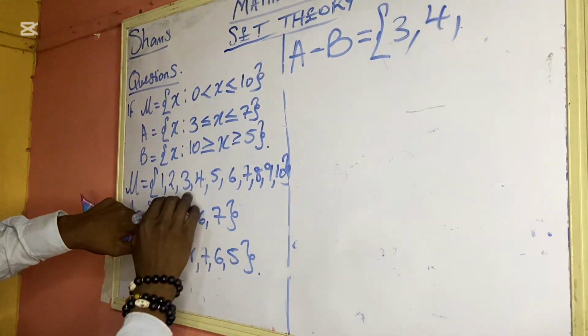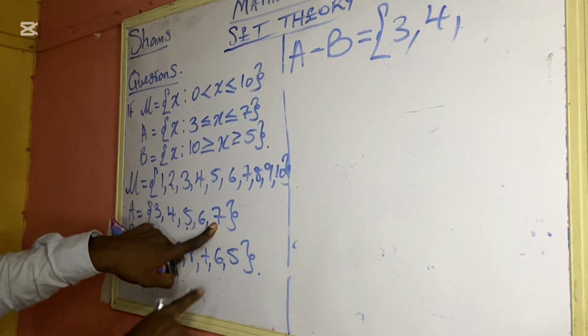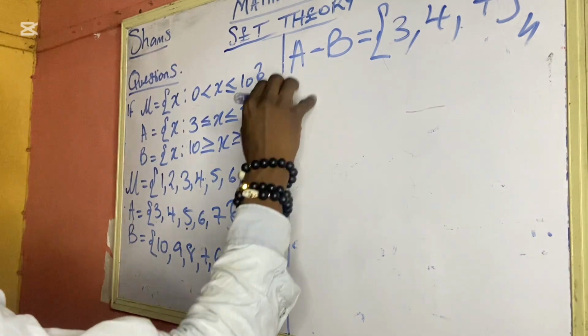It has 5, so 5 and 5 cancel out. It has 6, so 6 minus 6 cancels out. 7, it doesn't have 7. And the last number, 7. Final answer: B minus A.